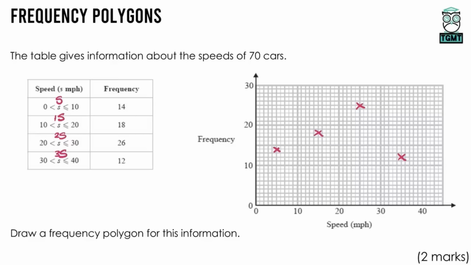Now a frequency polygon is just joined dot to dot with straight lines. So we're going to join each point. We would use a ruler for this, and just make nice straight lines between those 2 points. And there we go, that's your frequency polygon.